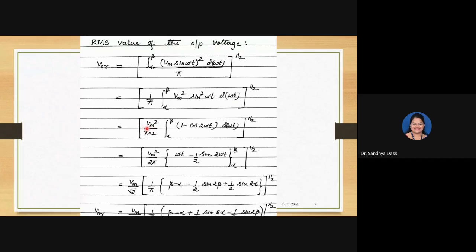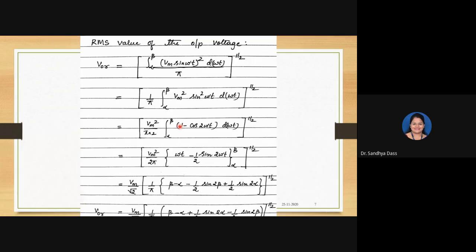Then taking Vm square by pi outside. So sine square omega t, you know, it is 1 minus cos 2 omega t by 2. So taking 2 outside here. Please note down the steps there. So integration of the trigonometric equation of sine square omega t, that is 1 minus cos 2 omega t within the limits alpha to beta with respect to d omega t under the square root, okay? Then in the next step you have Vm square by 2 pi, okay?